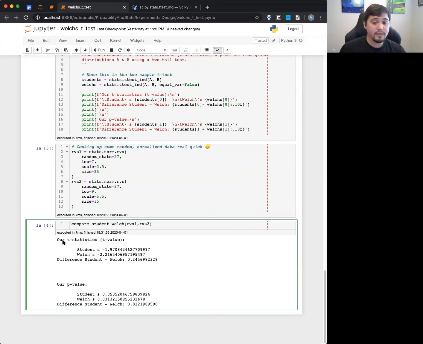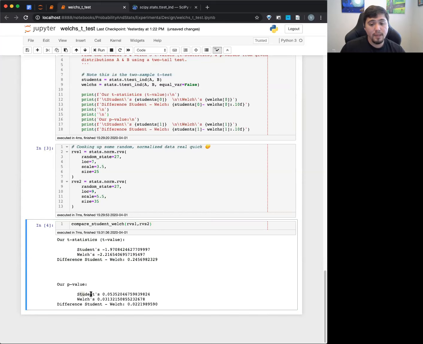So I run this guy right here, and you can see our t statistics, our t values. These are basically from the student's t-tests and the Welch's t-tests. Note that these t values should be different from each other at some level because they are different distributions. However, you can see they're pretty different here. So I showed the difference as well, and you can see the difference is actually 0.24. They're both negative in this case.